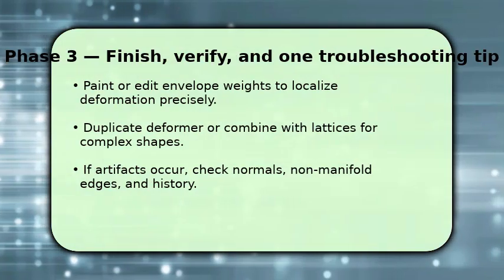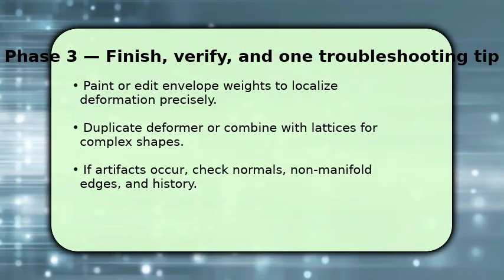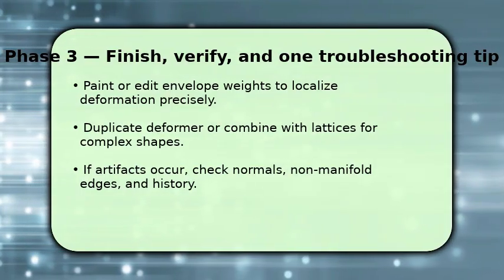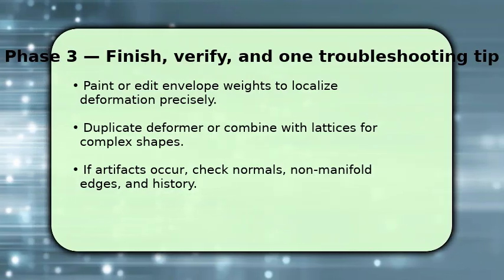To finish, localize the effect by painting envelope weights on the deformer. This lets you limit bending to specific areas without extra geometry.